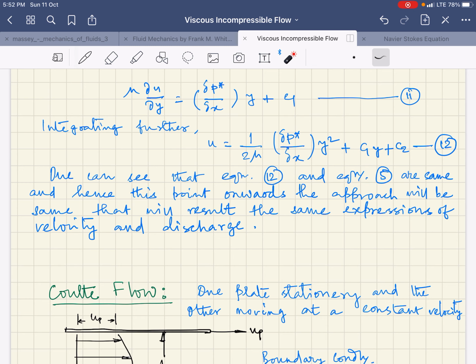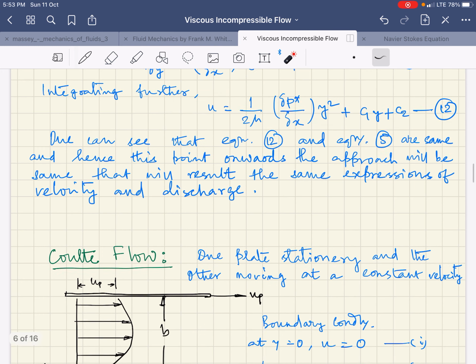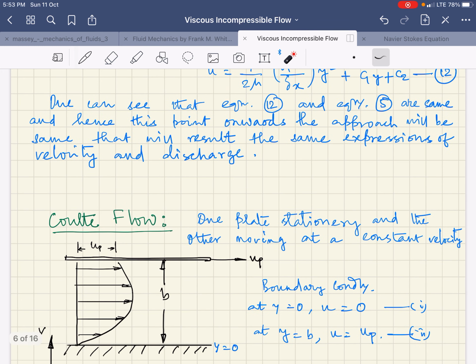and hence from this point onwards, there is no reason to go further to do the same repetition. Okay, the approach will be the same thing once you reach this form. The rest will be the same again. You need to apply the boundary conditions and so on and so forth. Okay, so that is the way.